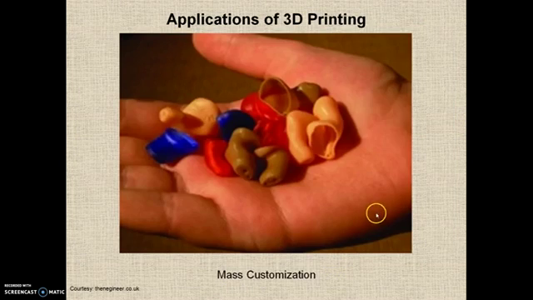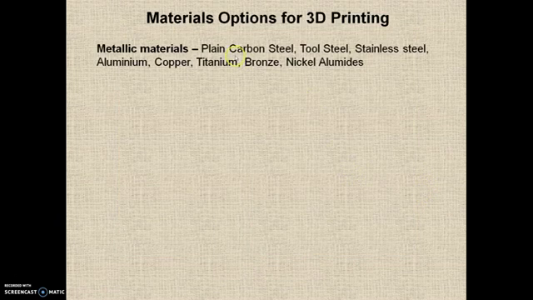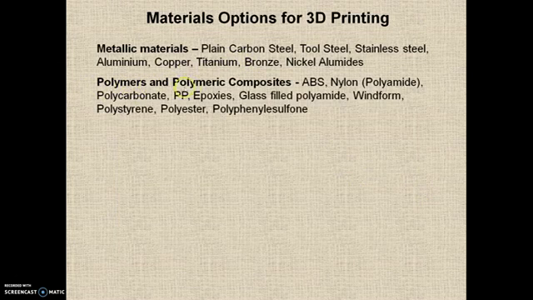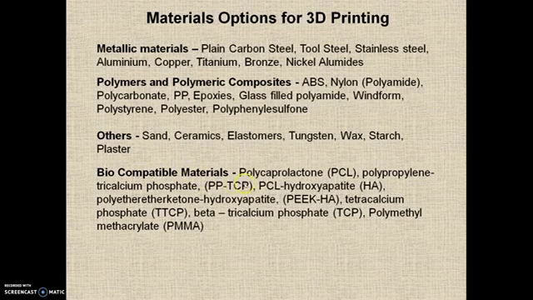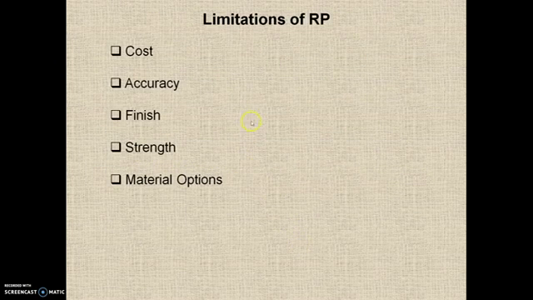Mass customization: if I have different teeth, I can produce them with the use of only one cycle. Different shapes I can print in one particular cycle. These are the materials: metallic materials, polymers, polyceramic materials, other materials, and biocompatible materials. There are some limitations of cost, accuracy, finish, strength, and material options. So that can be one more major criterion for 3D printing.